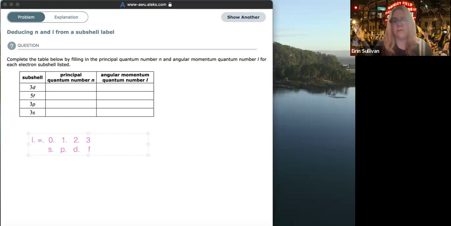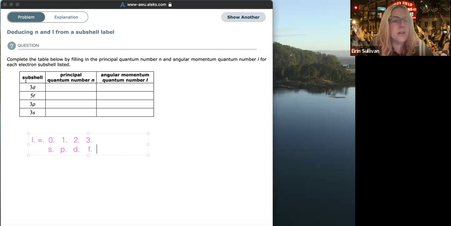If L goes above 3, for example 4, 5, we just start going through the alphabet at that point: G, H, and so on, okay? But really, those are very rarely used, okay? So we'll just stick to the simple stuff. Not for ground state, not excited atoms.